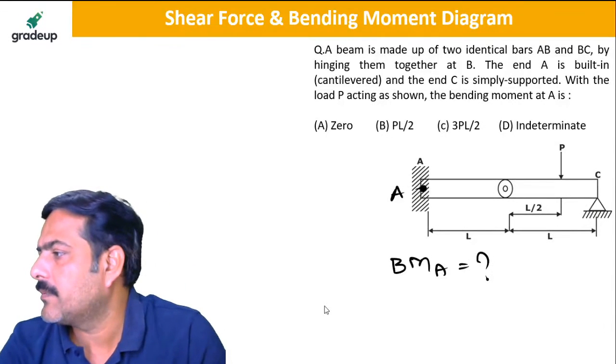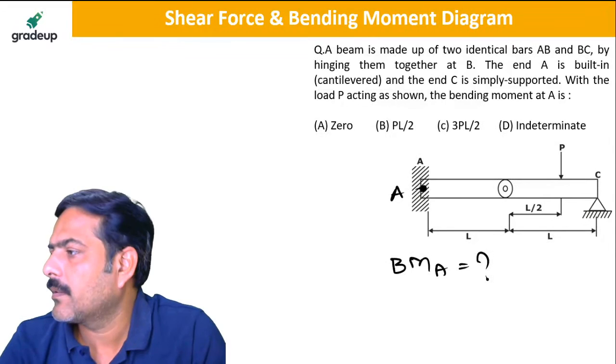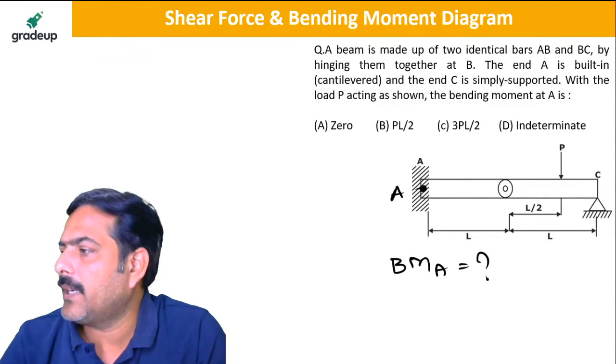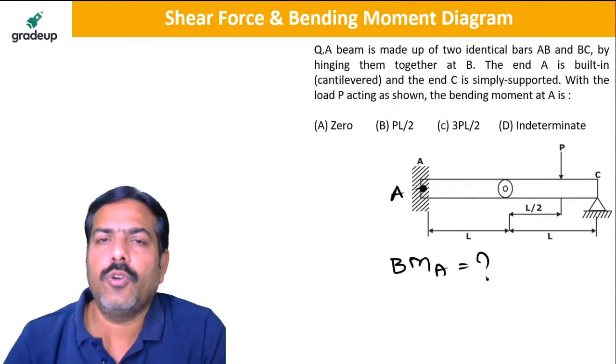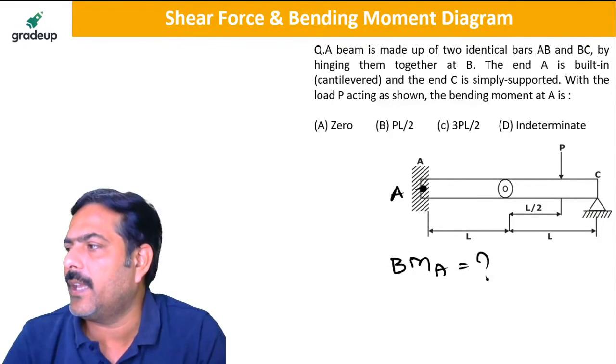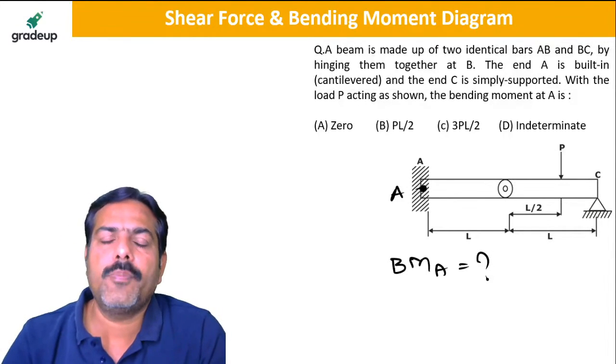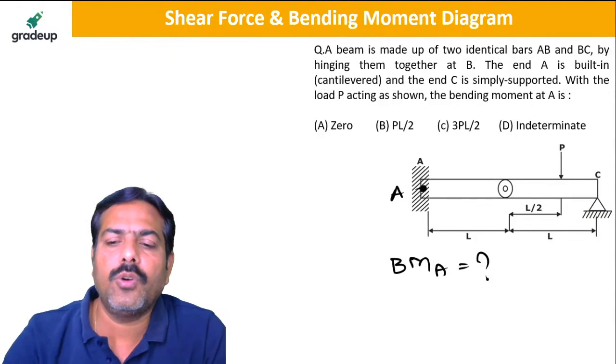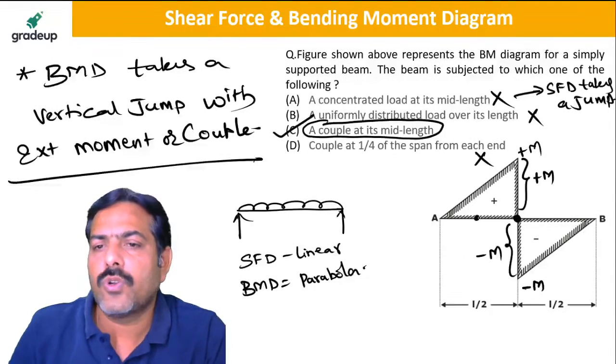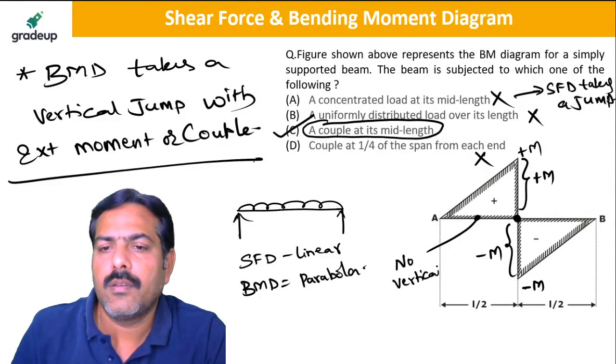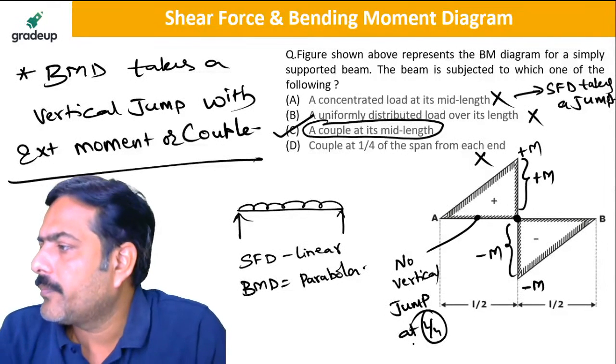Yes, my dear friends. No, a couple at L/4 is not it. When you take a couple at L/4, there should be a vertical jump at L/4, but in the problem it is not there. Akhilesh, if there is a couple at L/4, there should be a vertical jump at L/4, but we don't have any vertical jump at L/4. So that is wrong.